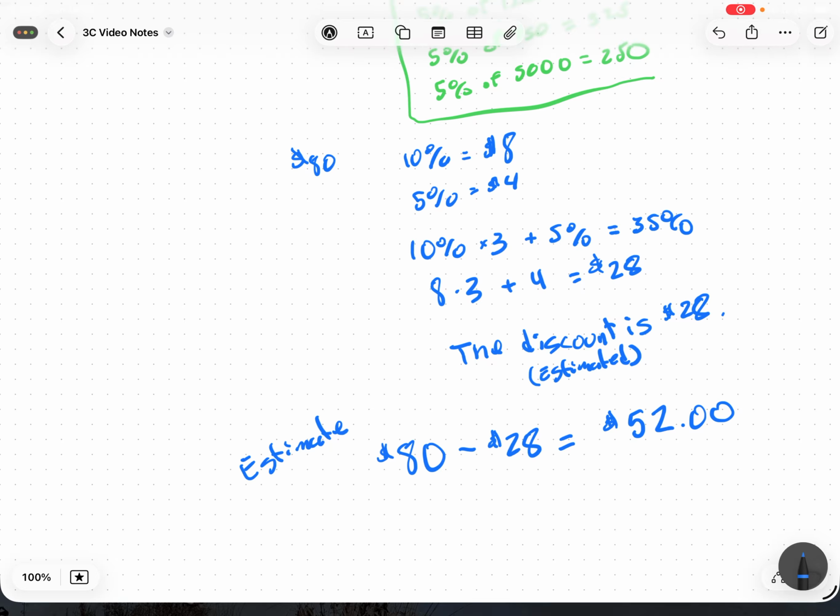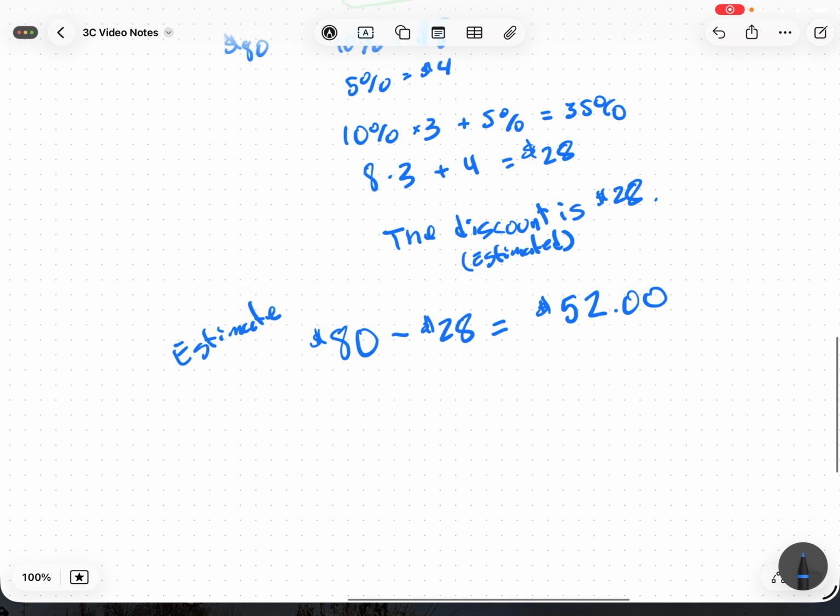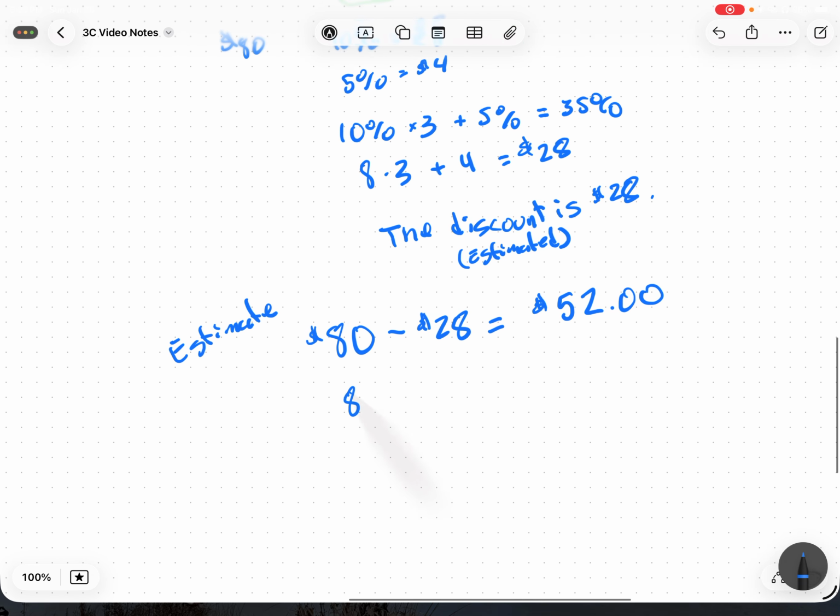Now, if you don't like doing 80 minus 28 in your head, you could even go so far as to do 80 minus 30, right? 30 is the multiple of 10. That's pretty close to 28. So your estimate would be $50. Again, this is the estimated sale price. This is what you would pay. Remember, we don't pay the discount. The discount is what you don't pay. The sale price is what you do pay.